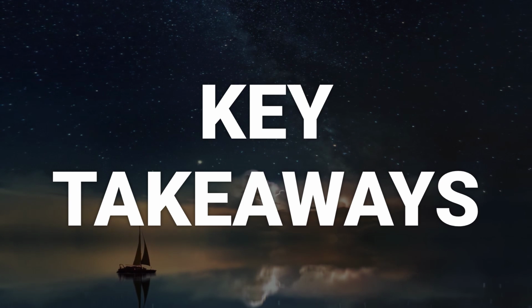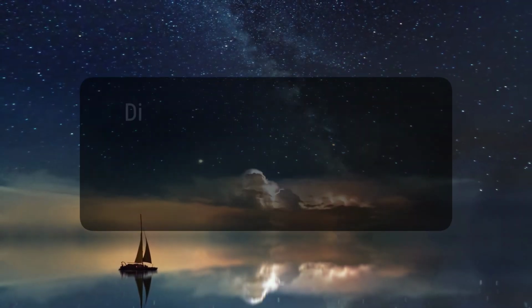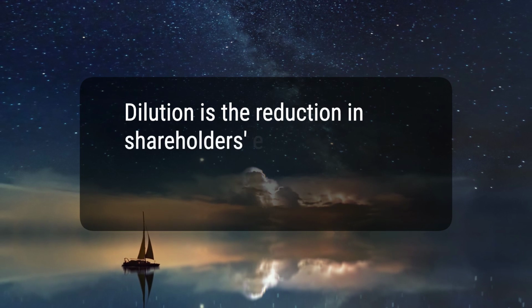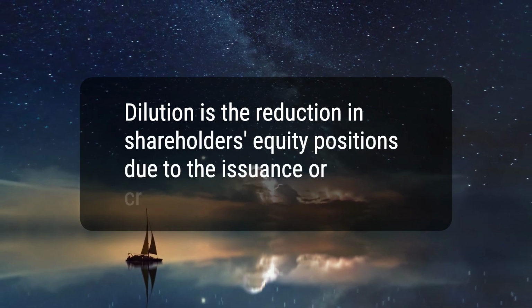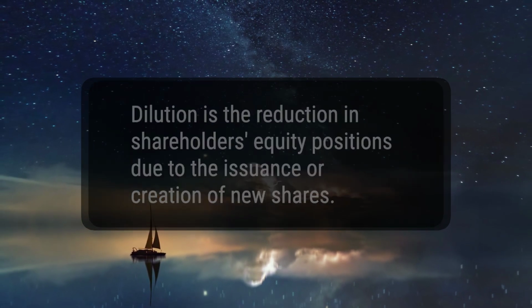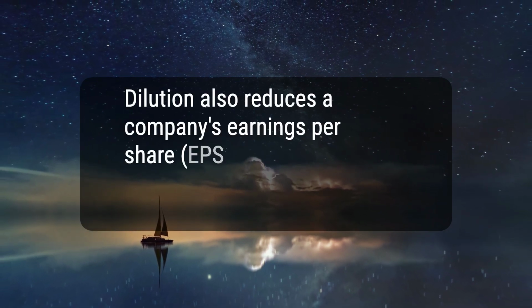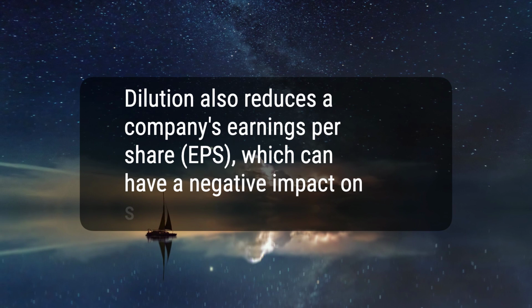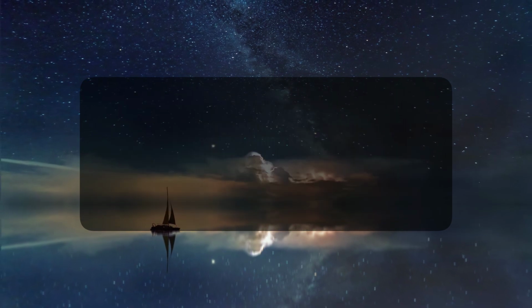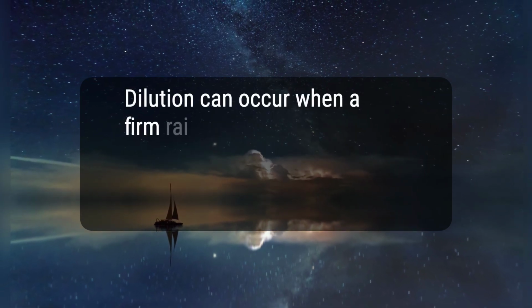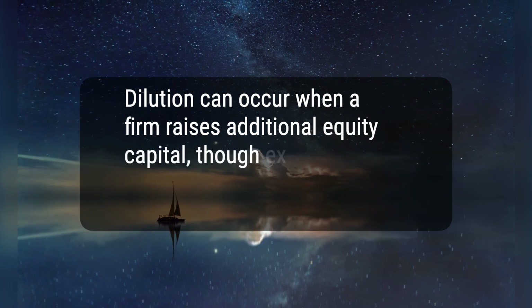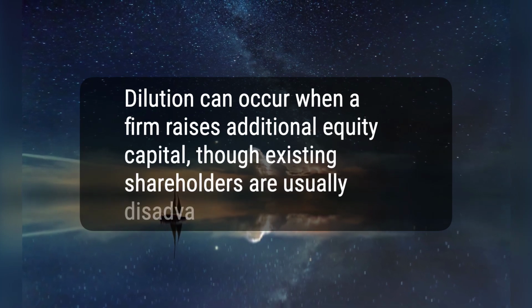Here are 3 key takeaways. 1. Dilution is the reduction in shareholders' equity positions due to the issuance or creation of new shares. 2. Dilution also reduces a company's earnings per share (EPS), which can have a negative impact on share prices. 3. Dilution can occur when a firm raises additional equity capital, though existing shareholders are usually disadvantaged.